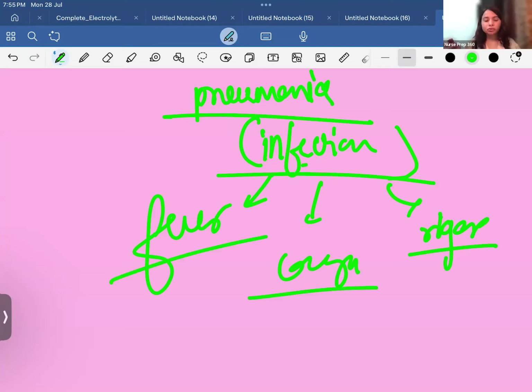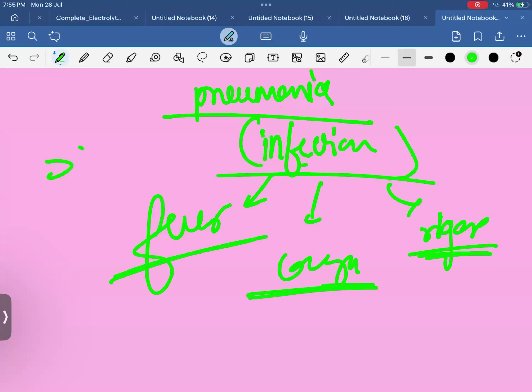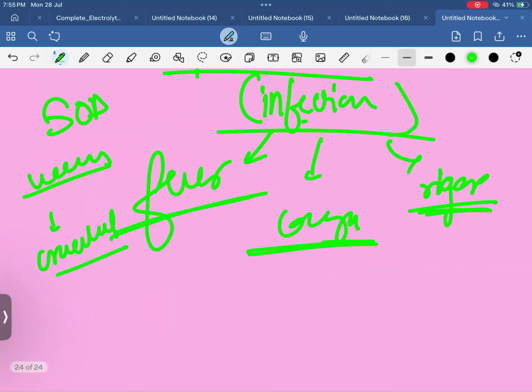You cannot say yellow sputum, okay. Sputum and coarse crackles, chest pain, shortness of breath, restlessness, agitation, confusion, wheezing, crackles, increase in crackles, fatigue, dyspnea.